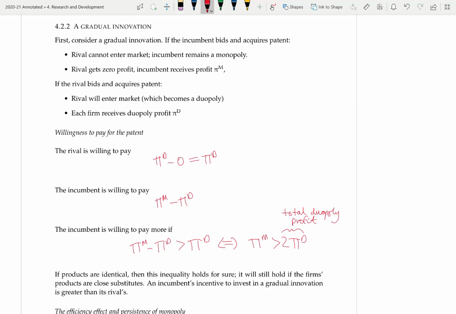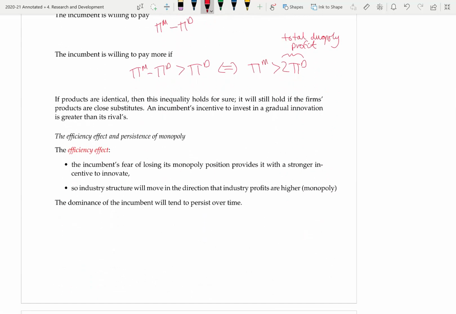So we found that an incumbent's incentive to invest in the gradual innovation is, at least usually, greater than its rival's. So this result has a name. It's the efficiency effect. The efficiency effect here is that the incumbent's fear of losing its monopoly position gives it a stronger incentive to innovate.